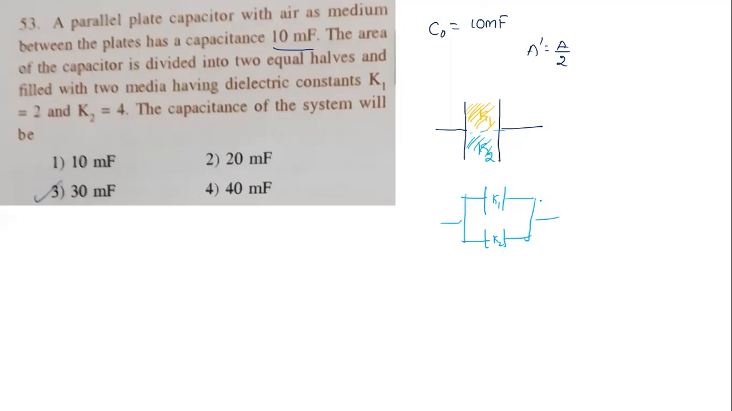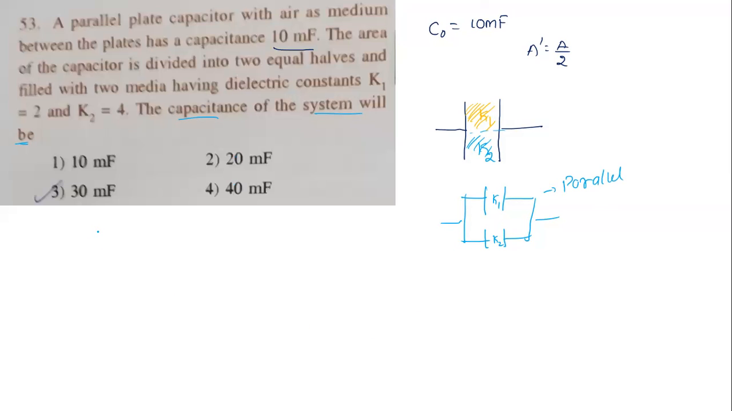Now tell me students, what combination is it? This is a parallel combination, with the two values K1 and K2 given. They are asking for the capacitance of the system.